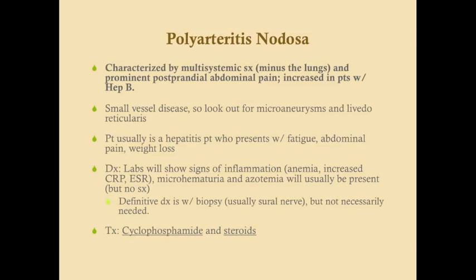So know the constellation of symptoms that come with polyarteritis nodosa, know the association with hepatitis B, and usually we're just going to make a clinical diagnosis here. But if you do need to make a definitive diagnosis, it's usually going to be with a biopsy of the sural nerve. Another thing that's good to know is that because this is a small vessel disease, you may see microaneurysms of the capillaries and livedo reticularis, which is that mottling of the skin. The treatment for polyarteritis nodosa is going to be cyclophosphamide and steroids.